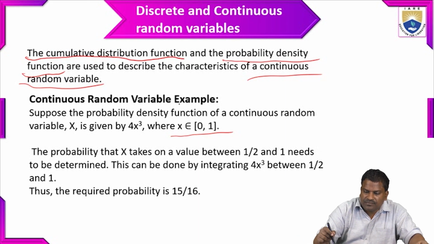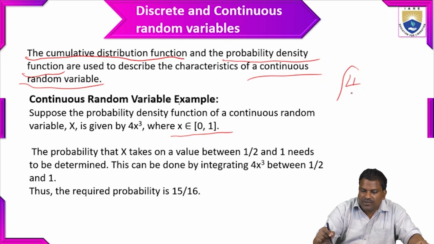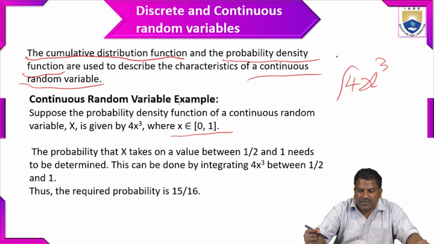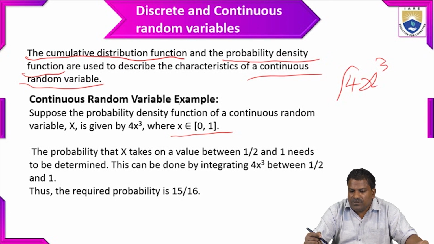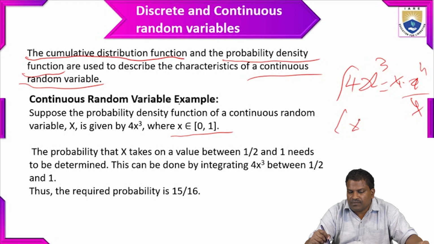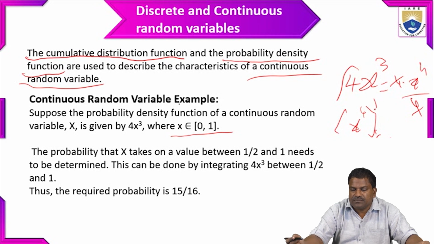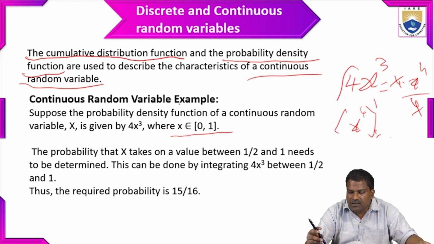Here, the integral of 4x cube under the limits 1 by 2 and 1. Here, what is the integral? 4 into x cube integral is what? x power 4 by 4. Now, taking the limits between 1 by 2 and 1, upper limit minus lower limit. If you take upper limit minus lower limit, what will happen?